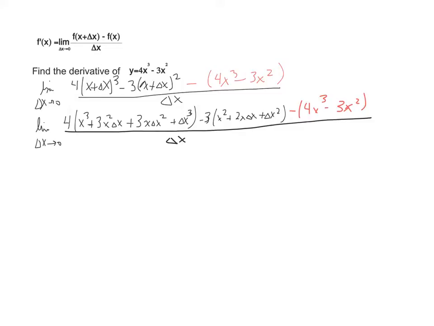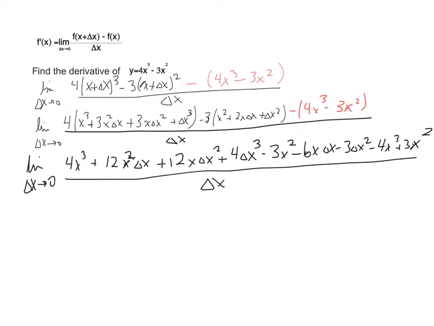Okay, now let's distribute and get some like terms together. After we distribute, hopefully you can see this, we've got 4x cubed plus 12x squared delta x plus 12x delta x squared plus 4 delta x cubed minus, distribute this, 3x squared minus 6x delta x minus 3 delta x squared, and then subtract these two terms, so minus 4x cubed plus 3x squared, all over delta x.